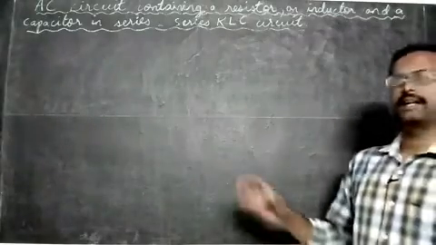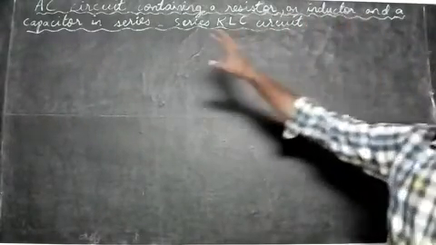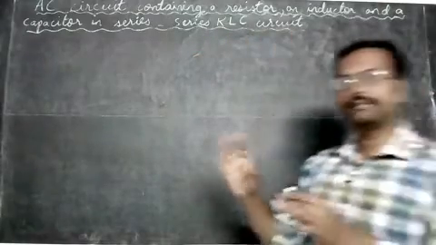Let us now study an AC circuit containing a resistor, an inductor and a capacitor in series. We say series RLC circuit. Let's see the picture here.